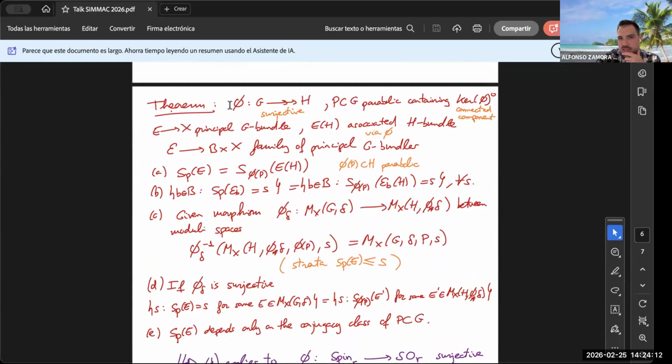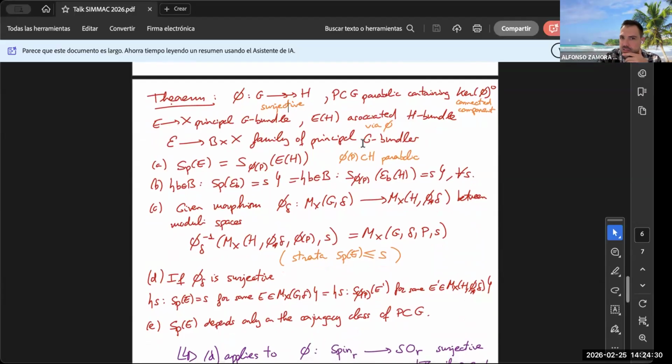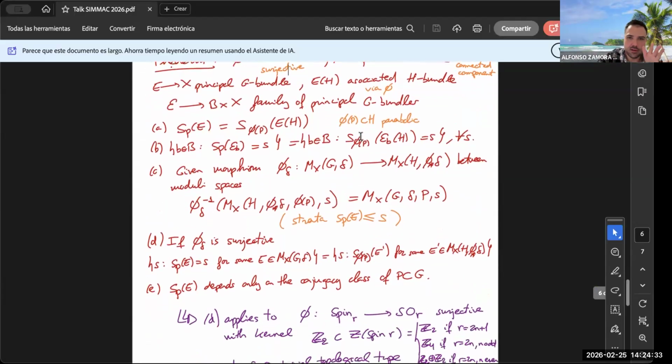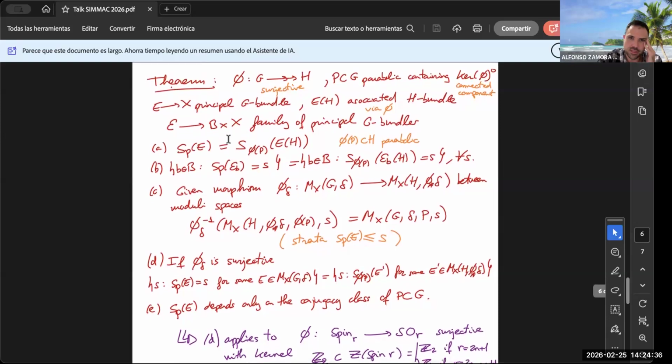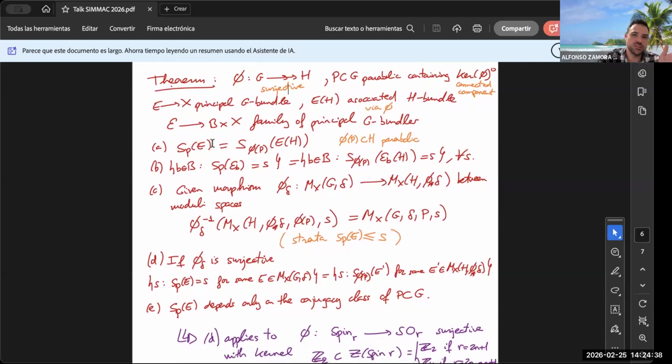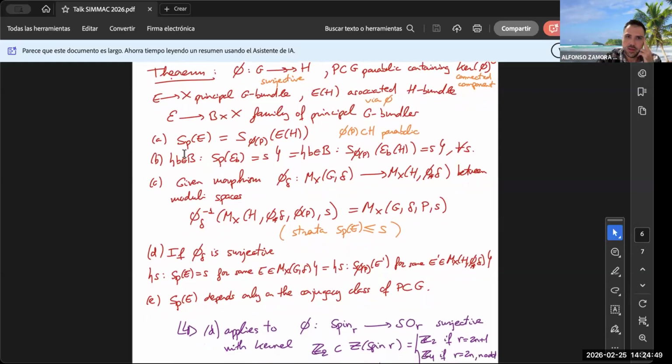So if we have phi, which is a surjective homomorphism of groups, and we have a parabolic which contains the connected component of the kernel of this homomorphism, we have a principal G bundle and the associated H bundle via this homomorphism, and we have a family of principal G bundles. Then there are several invariance properties. So the Segre function for the G bundles coincides with the Segre function for the H bundles with the parabolic, which is the image of the parabolic of G.